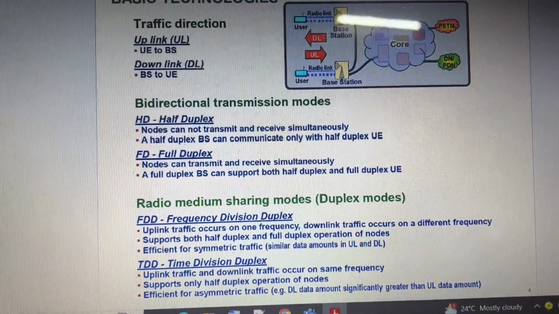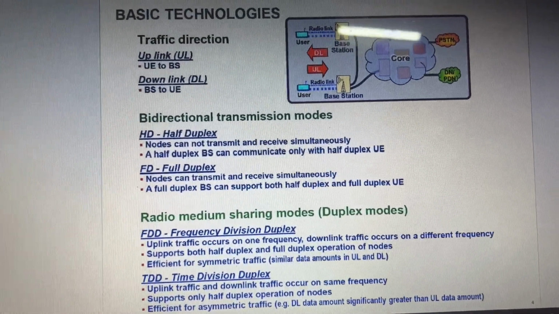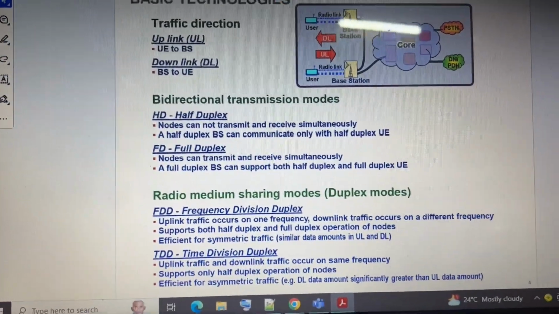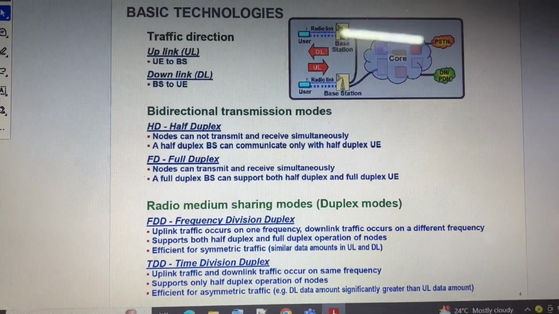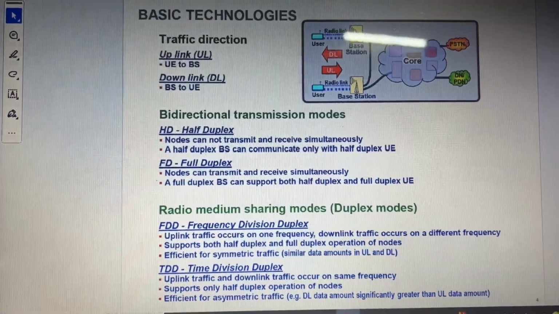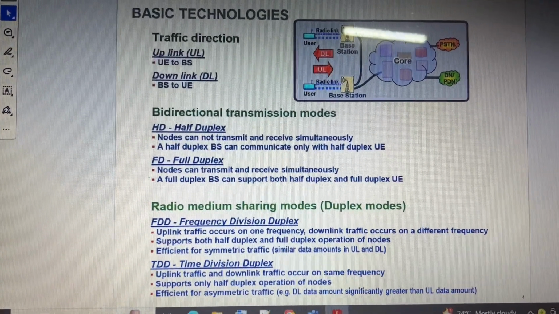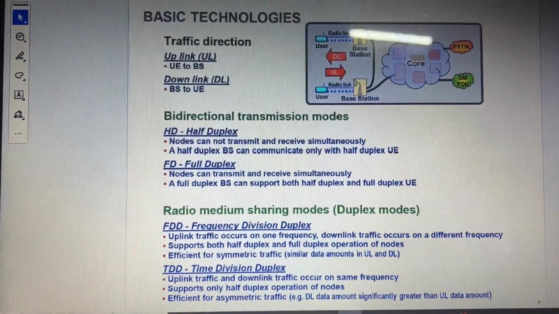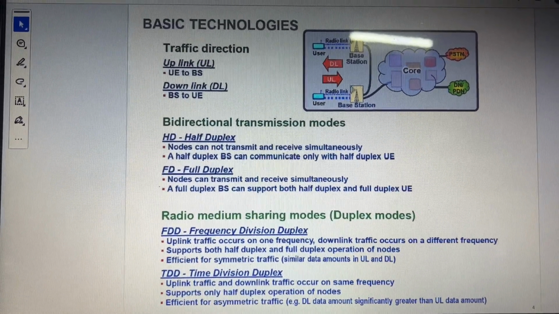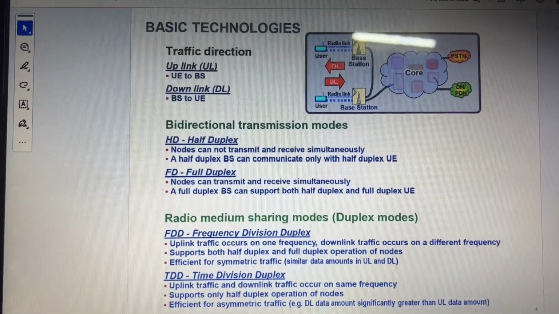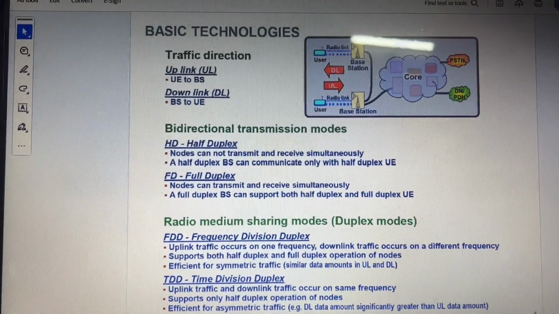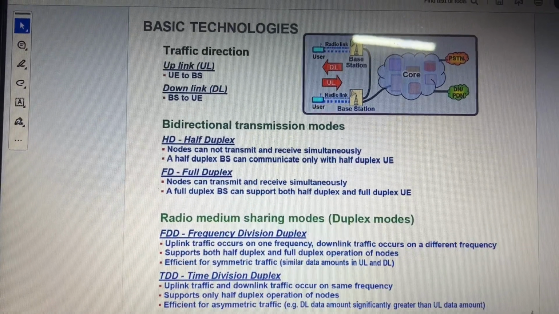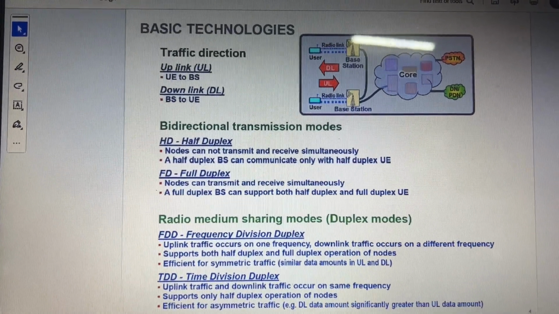So what are the basic technologies? Uplink and downlink. Uplink means UE to the base station, and downlink means the base station to the UE. Now we have two kinds of transmission modes. One is half duplex, the other is full duplex. The half duplex means the nodes can transmit and receive simultaneously, which is common for both half duplex as well as full duplex. The main difference is half duplex base station can communicate with only half duplex UE, whereas the full duplex base station can support both the half duplex as well as the full duplex UE.